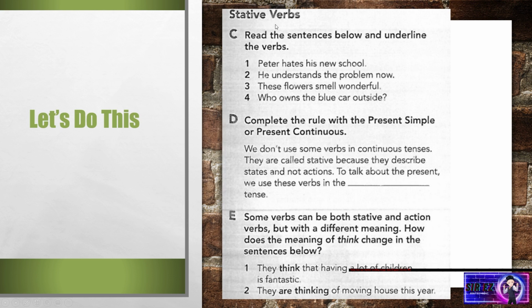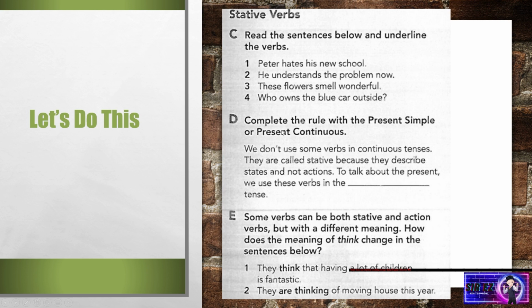Next, stative verbs. Ingat tadi kita dah sebut stative verb dekat awal tadi. Kamu boleh patah balik dan tengok apa penerangan untuk stative verb. Read the sentences below and underline the verbs. Underline the verbs. Mana satukah verb dia dekat sini? Nombor 1, nombor 2, nombor 3 dan nombor 4.